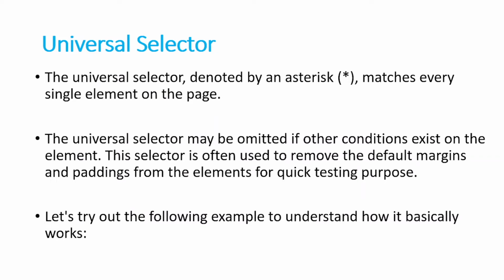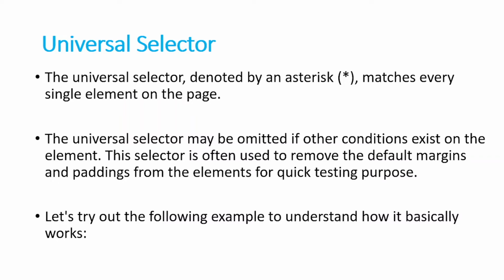The first one is the universal selector. For the universal selector, you just add an asterisk, which is a star symbol, and that means you want to do the styling on all of the items. So it matches every single element on the web page or your HTML page. The universal selector may be omitted if other conditions exist on the element. This selector is often used to remove the default margins and paddings from the elements for quick testing purposes.